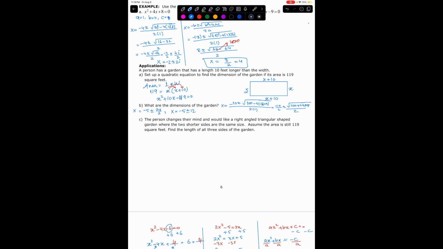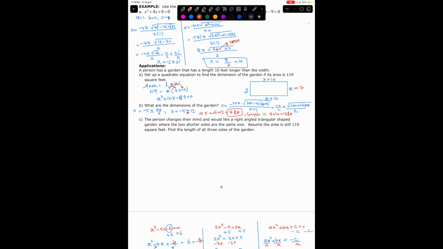I know that negative 5 minus 12 is not going to work because we have a dimension. We can't have negative numbers. So the answer is going to be negative 5 plus 12, which is going to be 7. So the negative option is not going to work out, but the x is going to be negative 5 plus 12, which is equal to 7 feet. So that is the width. Now the length here is 7 feet, which means the length is going to be 7 plus 10, which is 17 feet.